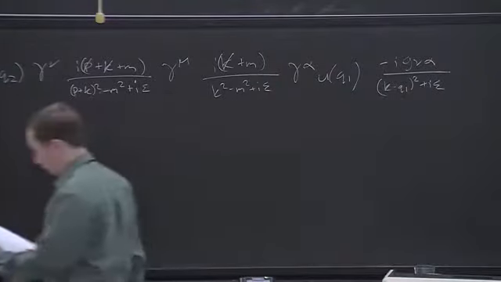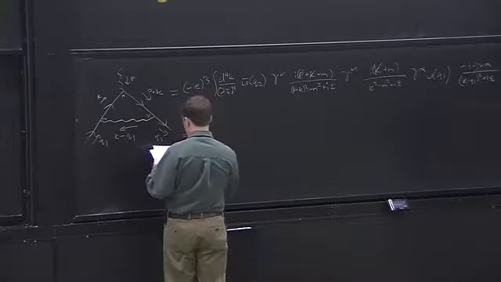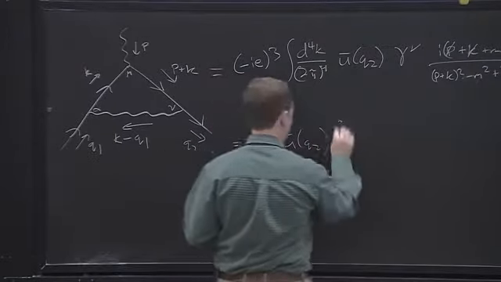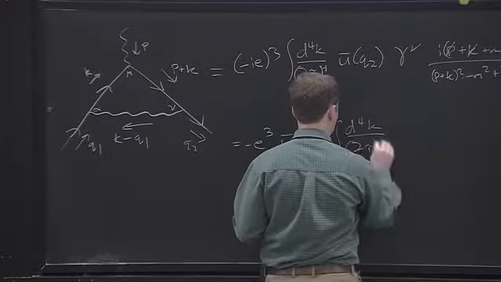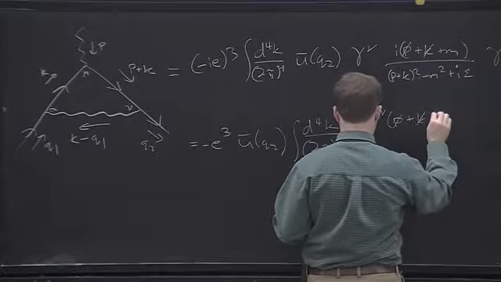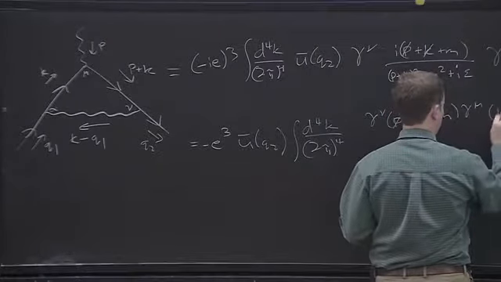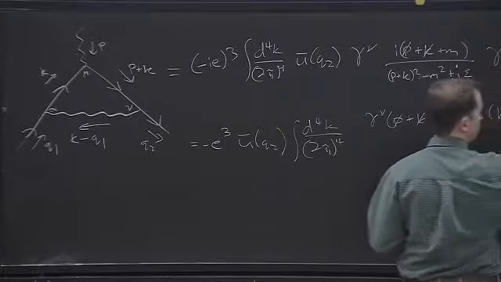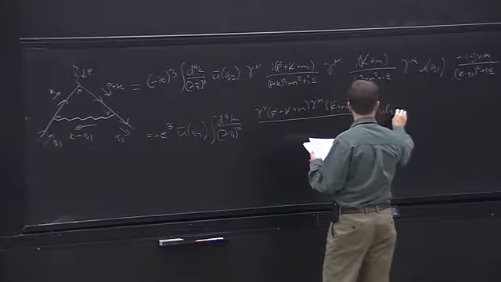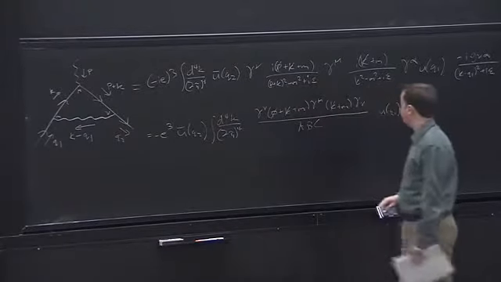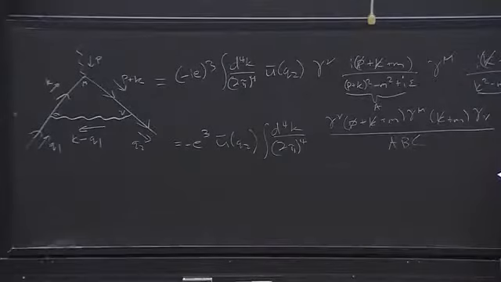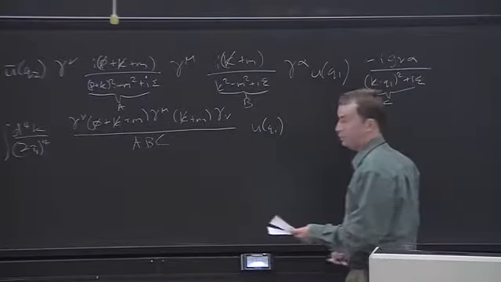So the first step is we can organize this a little bit better. This is minus e cubed ū of q2. So our numerator is γ^ν (p-slash plus k-slash plus m) γ^μ (k-slash plus m) γ_ν. We use the metric. Then u of q1 here. And we have a denominator that's a product of 3 factors. So this denominator is a, this denominator is b, and this denominator is c.